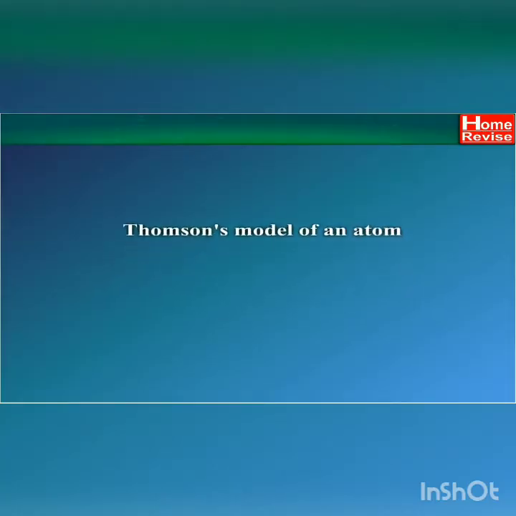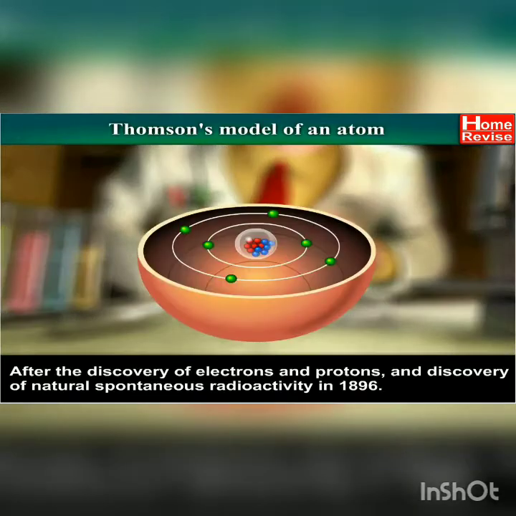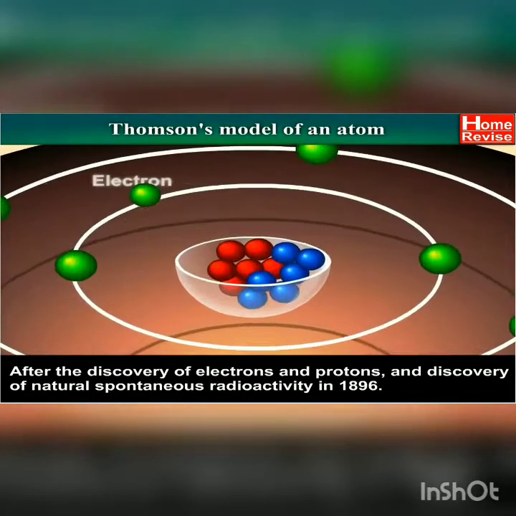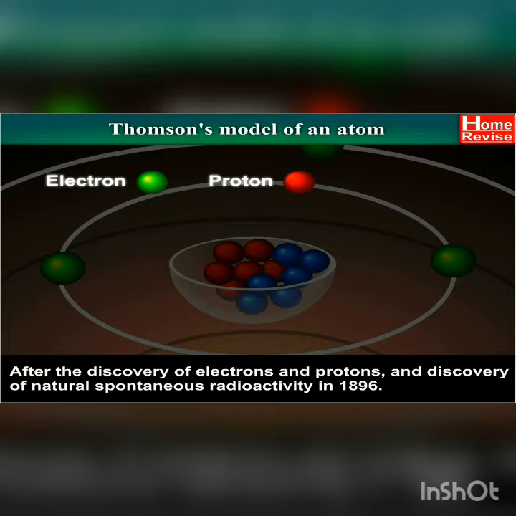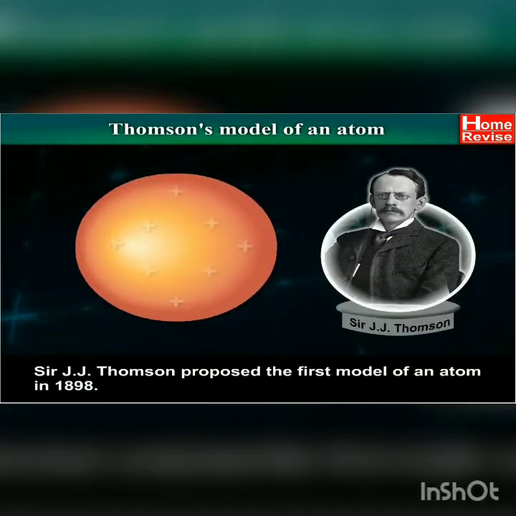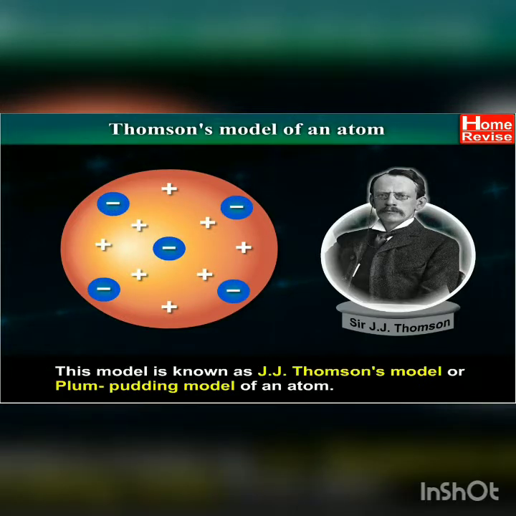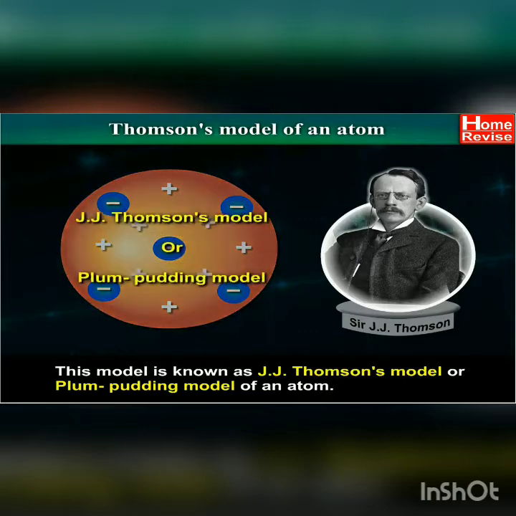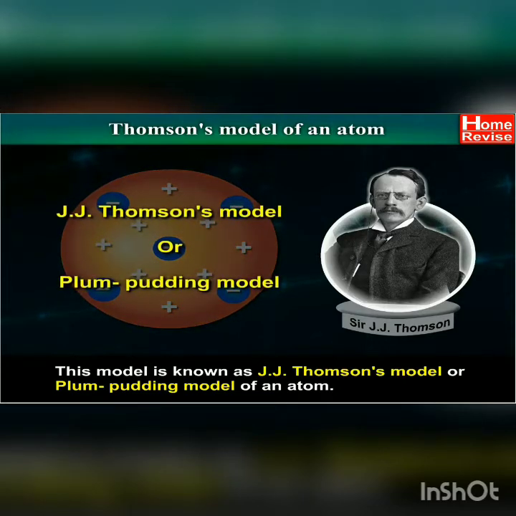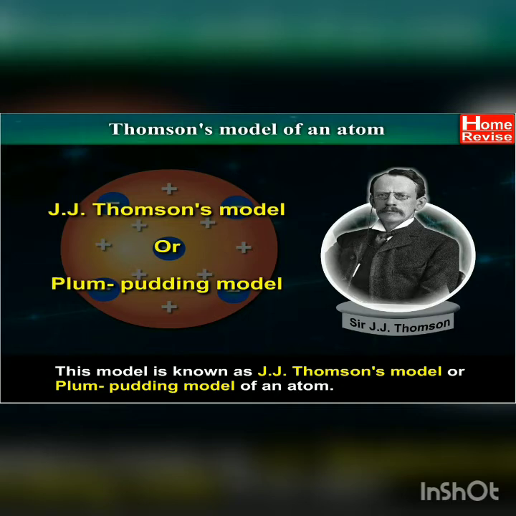Thomson's model of an atom. After the discovery of electrons and protons and discovery of natural spontaneous radioactivity in 1896, Sir J.J. Thomson proposed the first model of an atom in 1898. This model is known as J.J. Thomson's model or the plum pudding model of an atom.